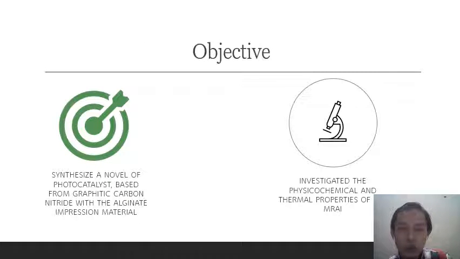There are two main objectives of my research project, which are to synthesize a photocatalyst based on graphitic carbon nitride with the alginate impression material for the removal of anionic and cationic dye from the wastewater, and to investigate the physical, chemical, and thermal properties of the magnetic recycled alginate impression material.